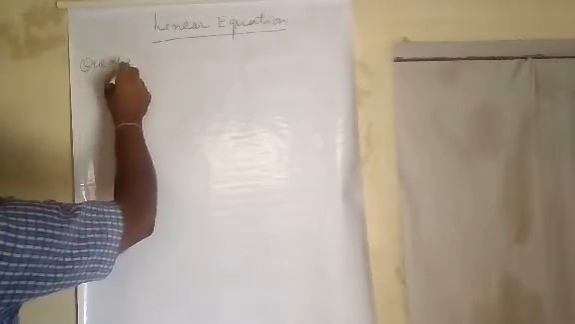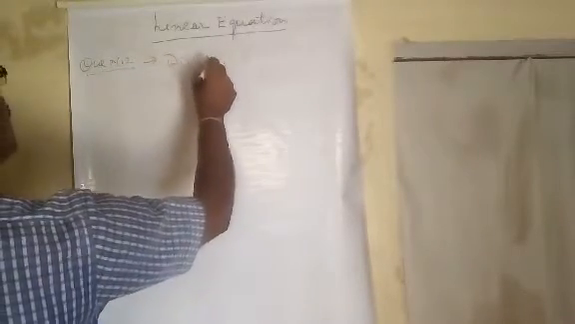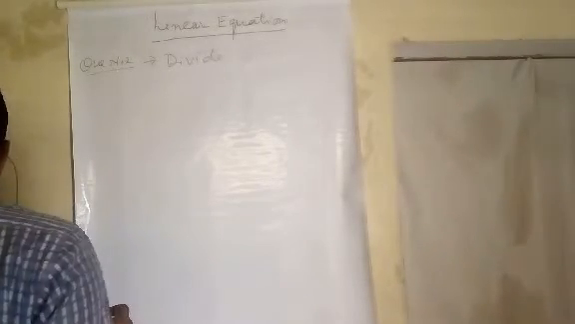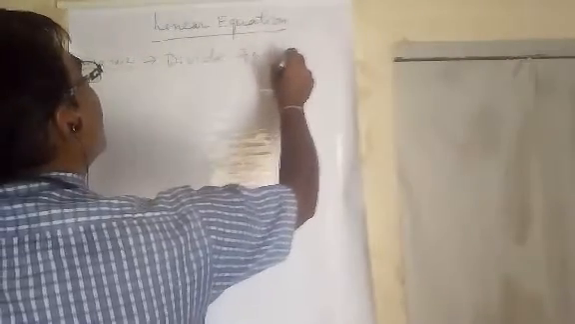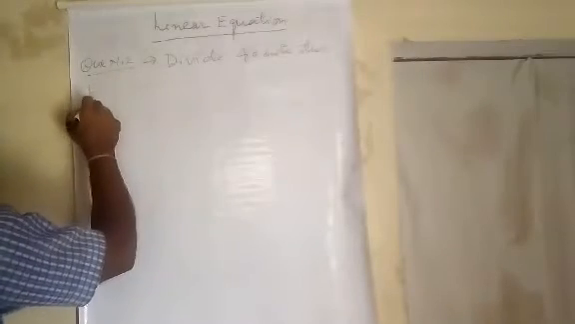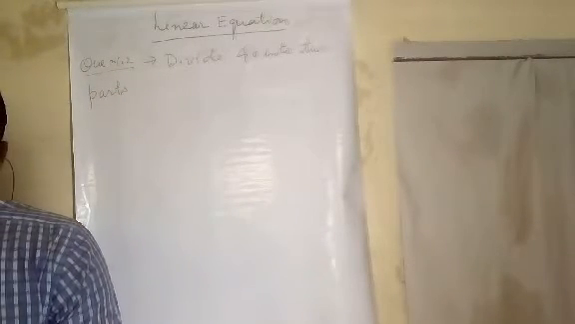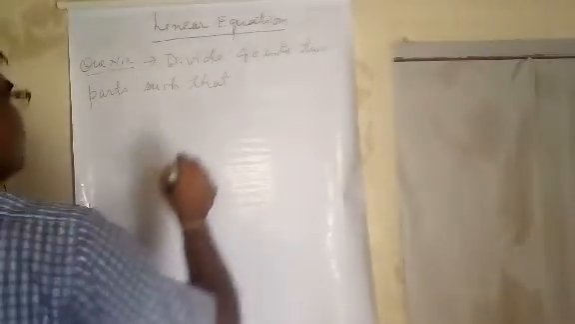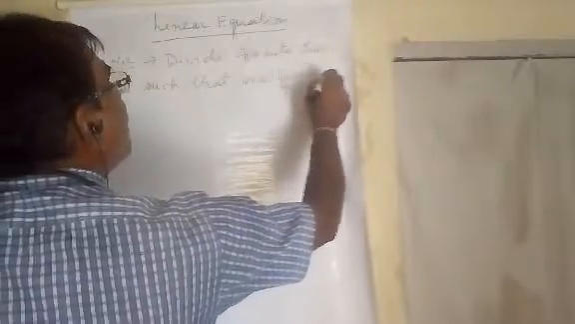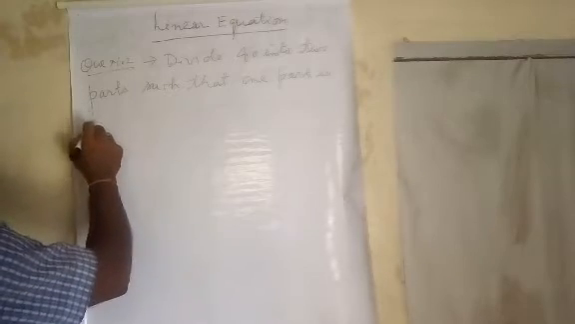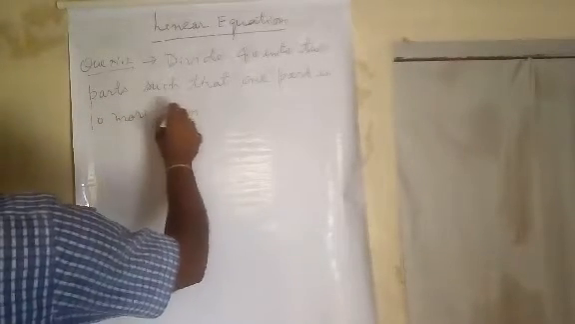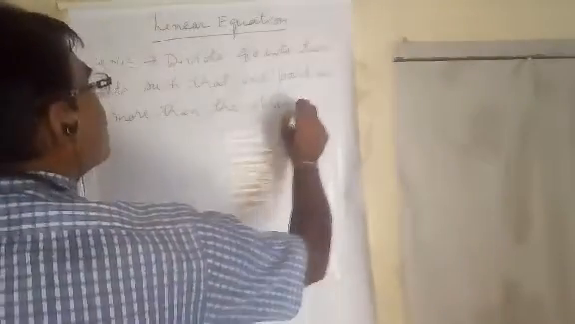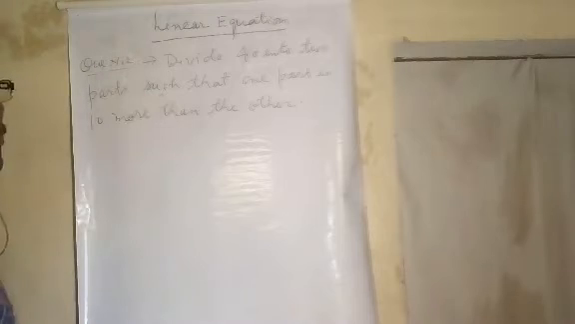Question number 2: Divide 40 into 2 parts such that one part is 10 more than the other.